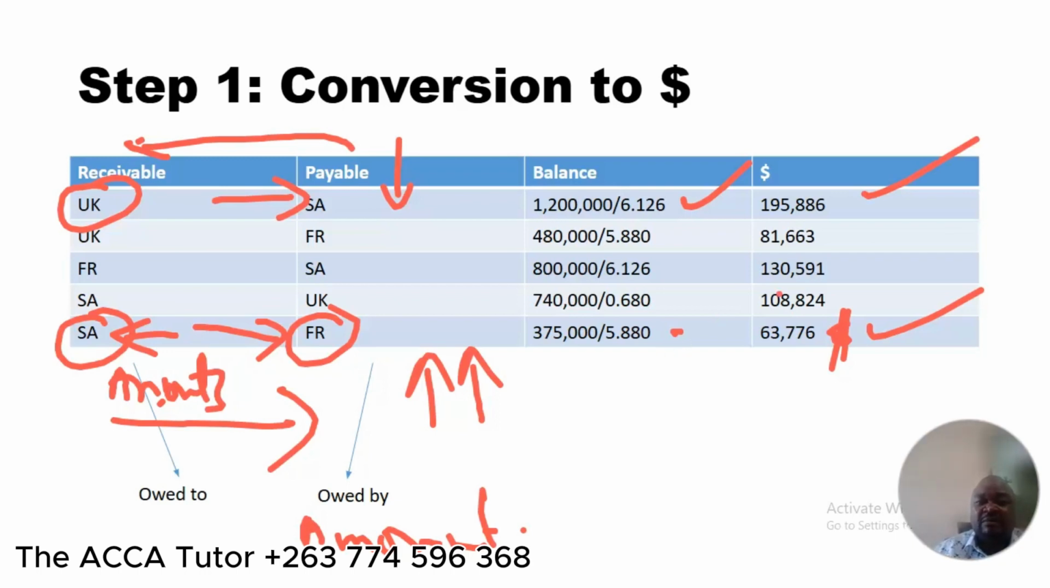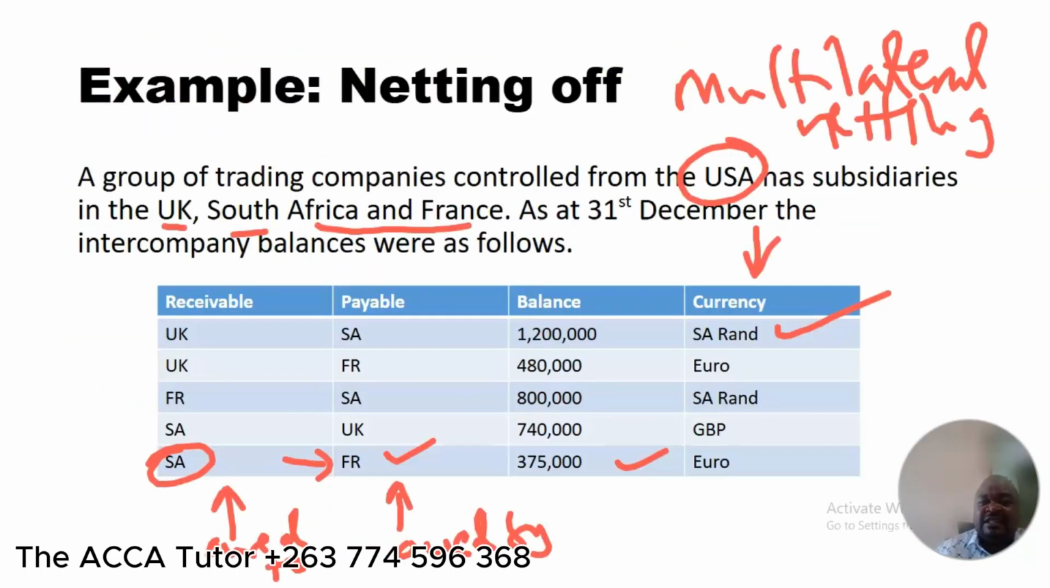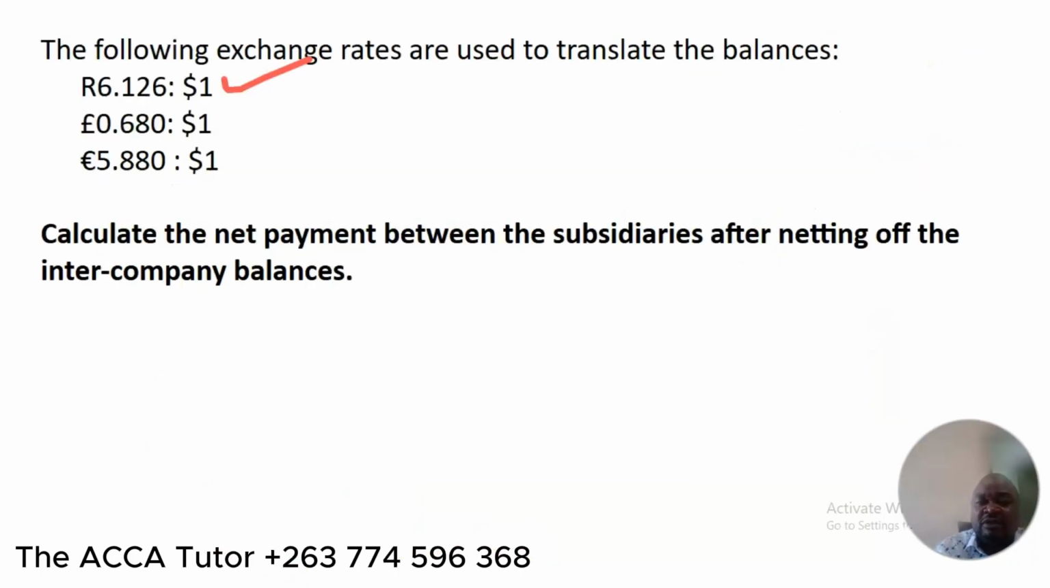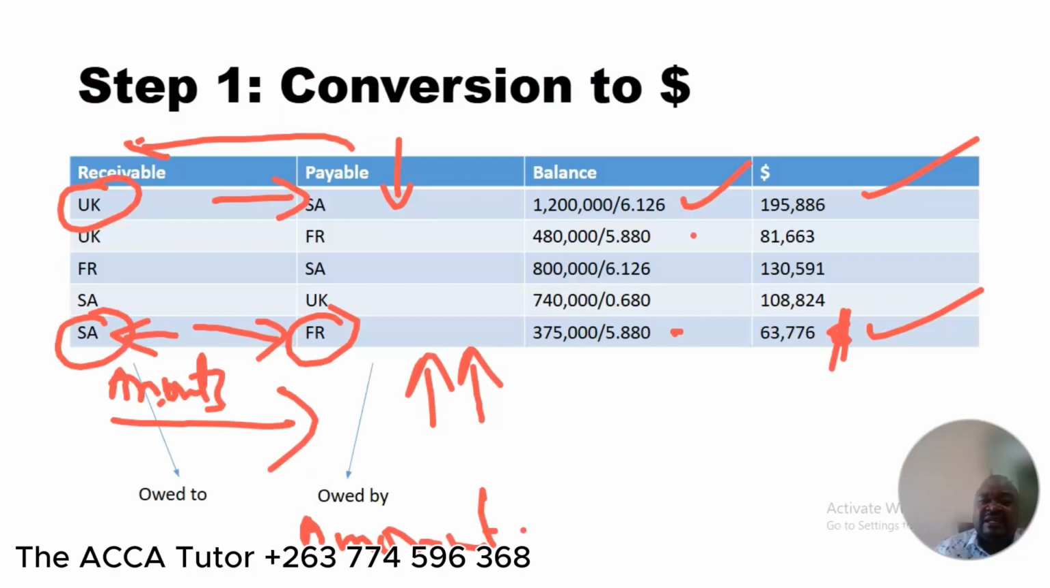We also do the same. We need to understand, okay, the amount, was it denominated in euros or rands? This was a euro amount, okay, 480,000. So to convert euros into dollars, what do we do? We go to the euro dollar rate, and we get this one, 5.880, and we're going to use that one as the rate, and we get the USD.